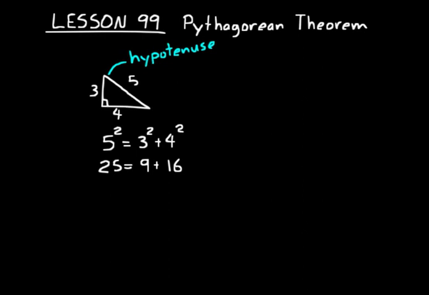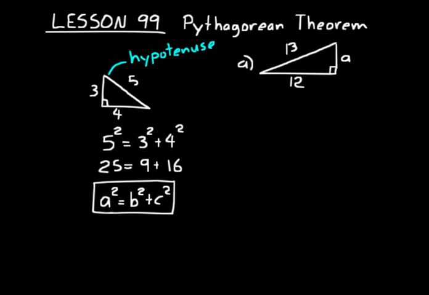We can represent this algebraically using letters. A squared equals b squared plus c squared. We could have said x squared equals y squared plus z squared. I mean, the letters don't really matter. It's just that relationship, where a is the hypotenuse: a squared equals b squared plus c squared. You'll be using this formula a lot in the next few years, so it'd be a good idea to memorize it. Let's do a few problems on this.